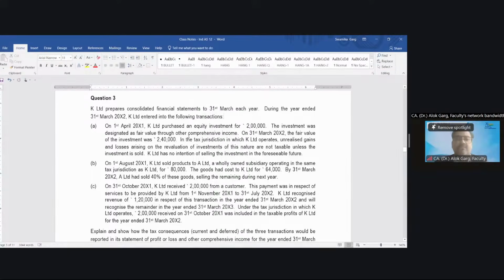On 1st April 2001, K Limited purchased an equity investment for rupees 2 lakh. So if this company has purchased an equity investment, Karthik, what is the accounting entry in the company's books and income tax books?